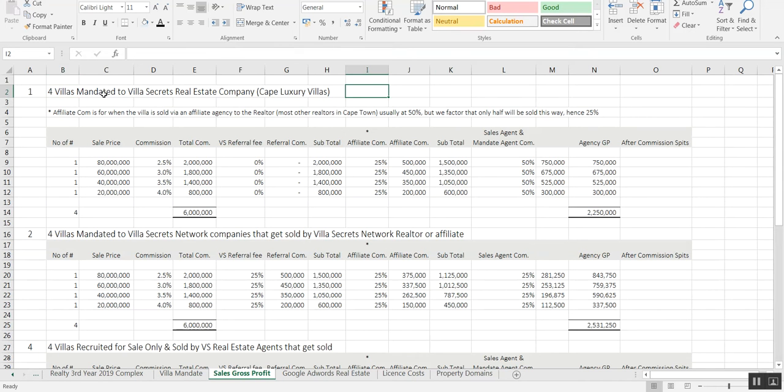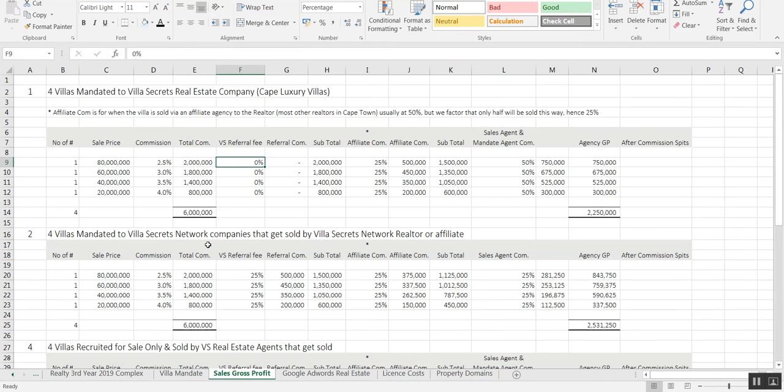So we're thinking that in that third year, from those three websites, four villas mandated to Villa Secrets Real Estate Company get sold. So four villas that over the previous years have been built or attained get sold. We're looking at maybe one's 20 million, one's 40, one's 60, one's 80. We're not sure about the commission, 4% for 20, going down to 2.5% for 80, but we will follow the rules. We're not going to start undercutting, because that's not going to get us anywhere.